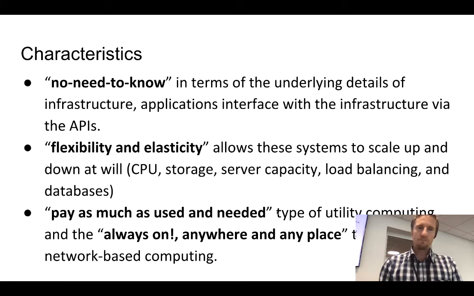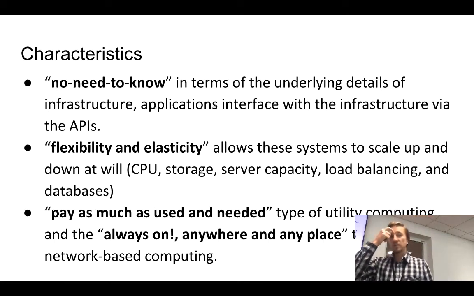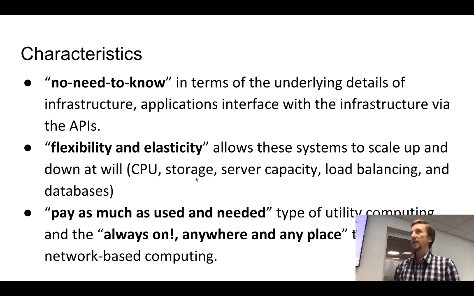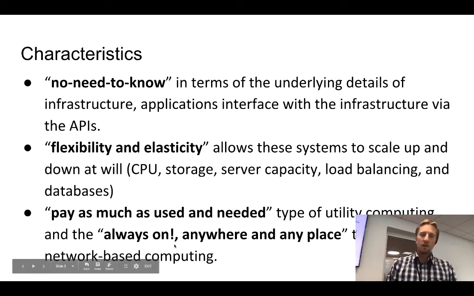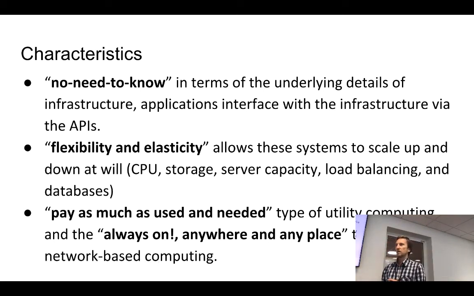All right, so if we look into those characteristics, we have some which I already mentioned. No need to know means that you actually don't know how Google runs the thing. You don't know how many physical machines they have, you don't know where the services are, and you don't need to know to use the offerings, right? Flexibility and elasticity, we already discussed that in terms of CPU, storage, server capacity, network capacity, and so on. And pay as much as needed. So we try to commoditize it and use the services only and pay only for what we use.